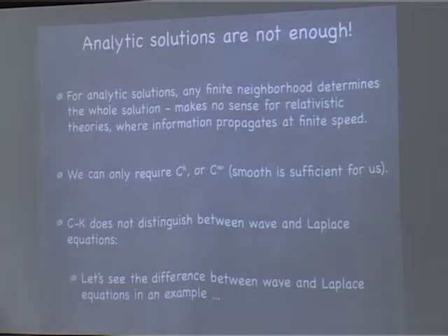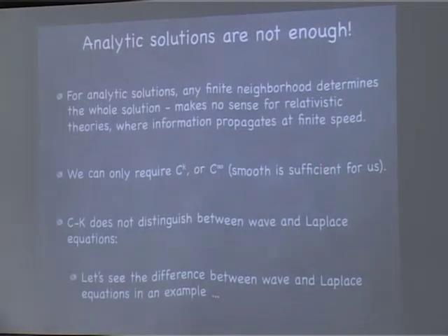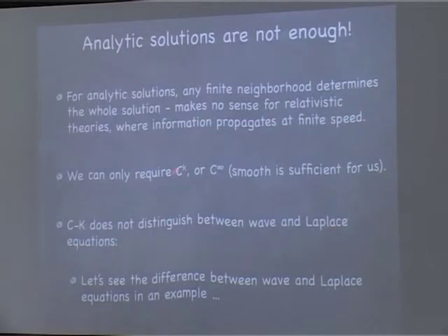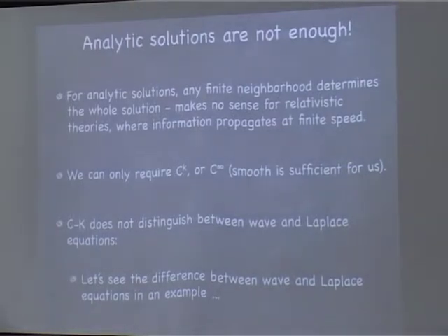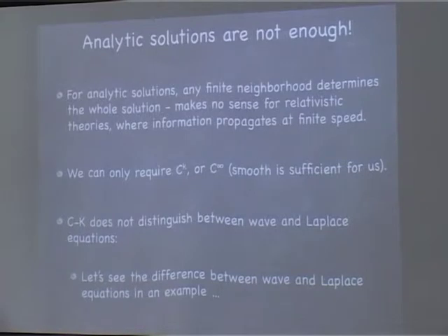So for physics, we can only require that the solutions are maybe either C^k or C infinity. Usually, for technical purposes in physics, we can just assume that everything is C infinity, so everything is smooth, okay?